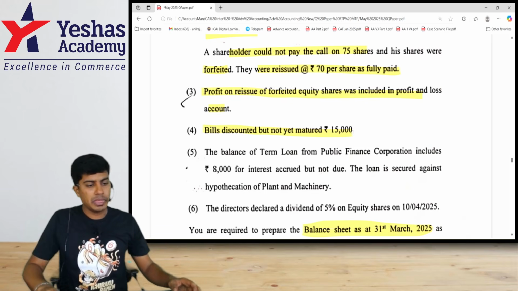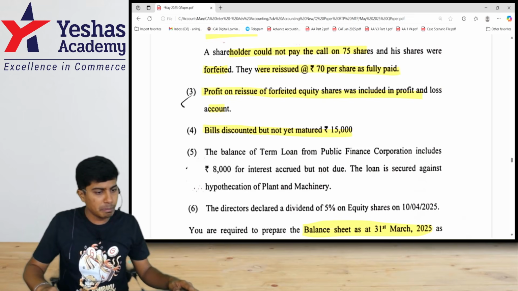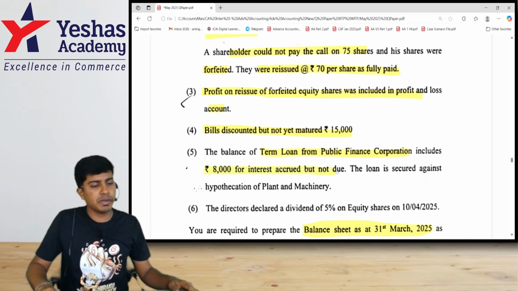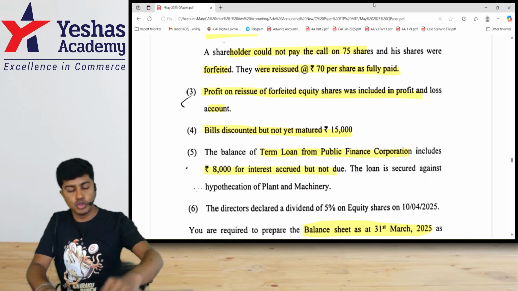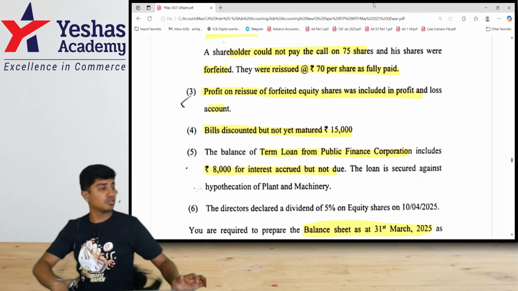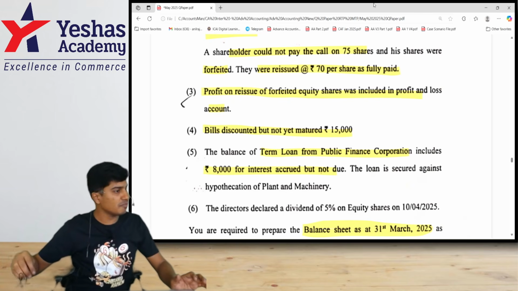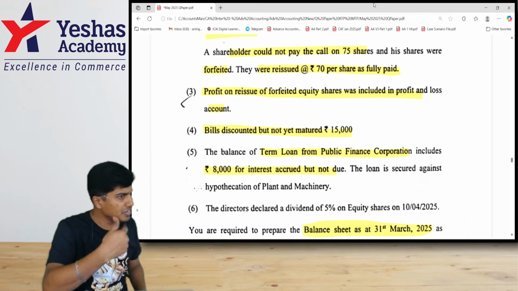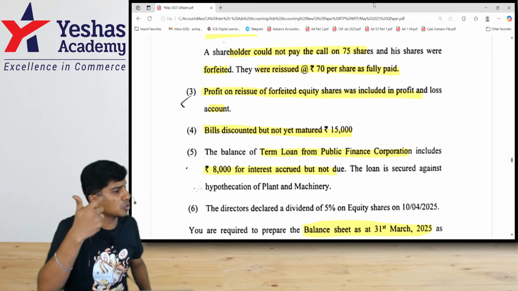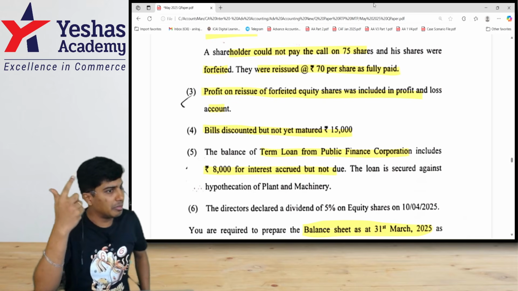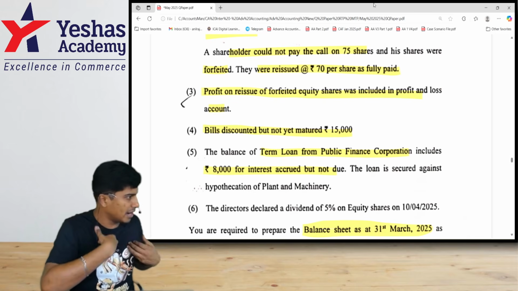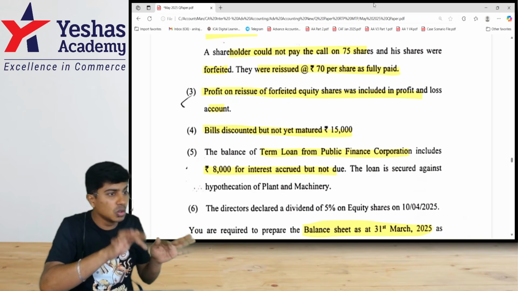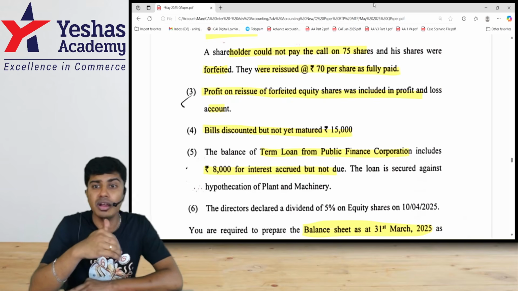See the next item. The balance of term loan from Public Finance Corporation includes 8,000 for interest accrued but not due. Let's say interest is payable every year on 30th of June. On 31st of March, we have computed interest till 31st March. Are we supposed to pay it? No. When is it supposed to be paid? June. Am I right? It is accrued on my part, but it is not due. It is accrued as an expense, but it is not due for payment.